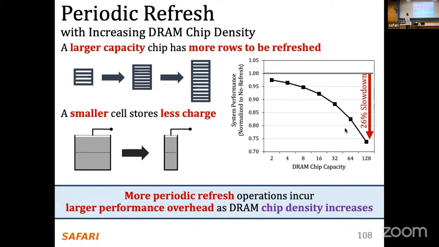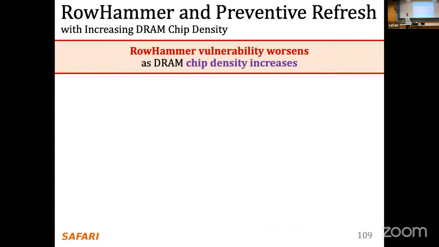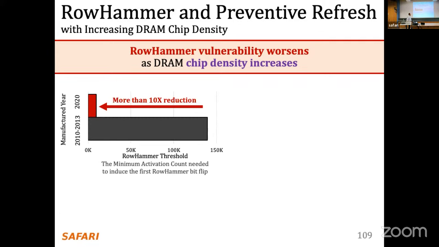And from another aspect, we also have RowHammer. Now we have RowPress as well, but at that time we didn't have RowPress, so this paper focused on RowHammer only. RowHammer vulnerability worsens as DRAM chip density increases. I already showed you this plot yesterday. The RowHammer threshold got reduced by more than an order of magnitude in less than a decade.